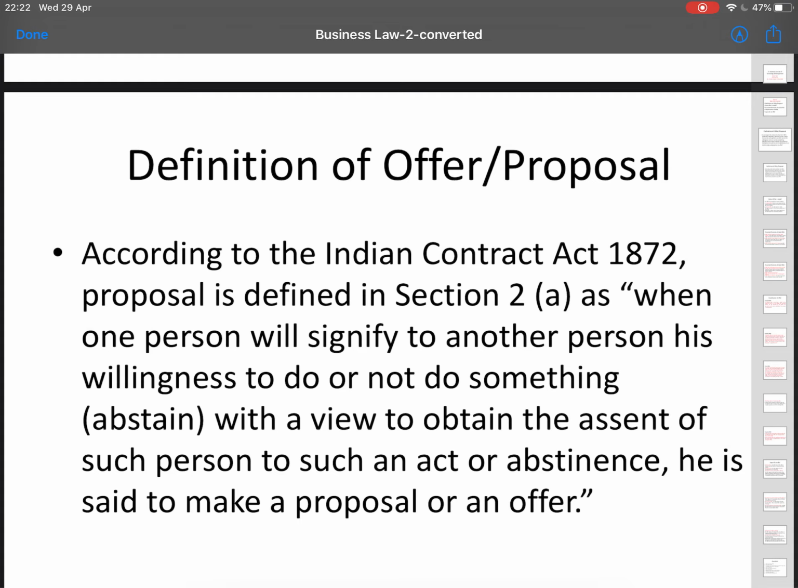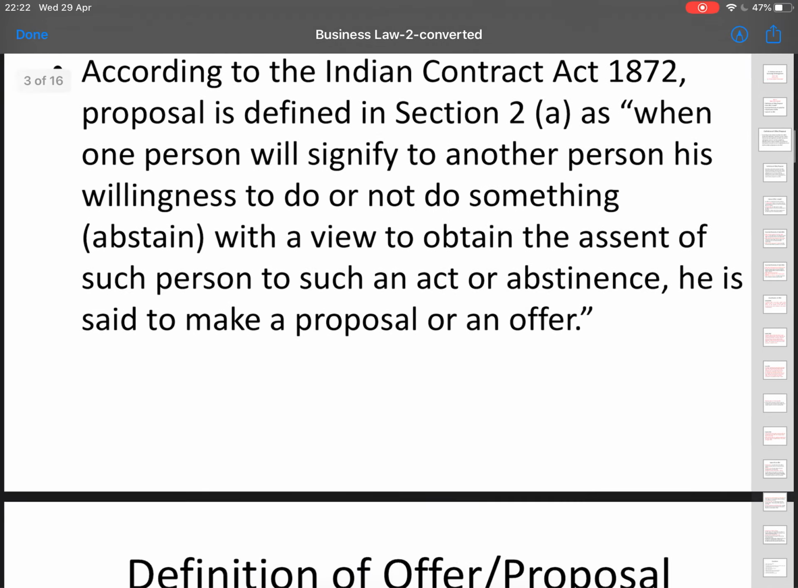In simple words, it can be understood that when a person shows his willingness or eagerness to do or refrain from doing anything, he is said to make a proposal.